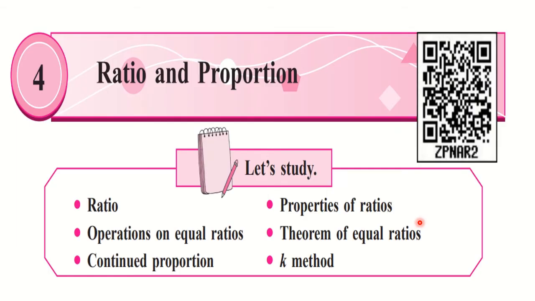We are studying chapter number 4, that is Ratio and Proportion. All the topics we have covered here. The topics are ratio, properties of ratios, operations on equal ratios, theorem of equal ratios, continued proportion and K method, we discussed in the previous lecture. And we were discussing the solved examples based on that.